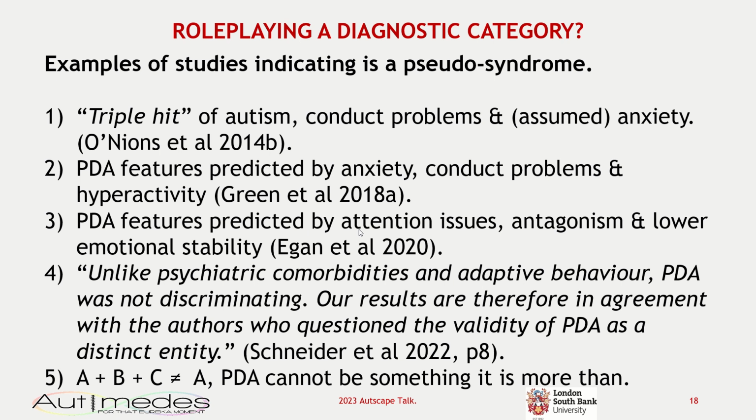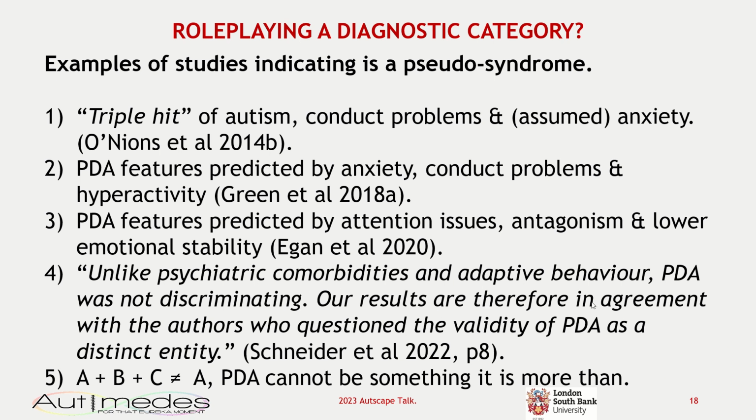More recently, there was a study done with children over 12 months, which looked at how psychiatric co-occurring difficulties may affect adaptive behaviour, and they found that PDA was not discriminating, while present assessment categories do discriminate.